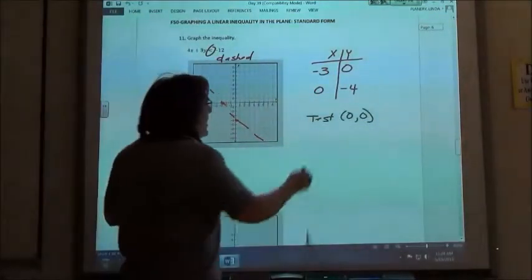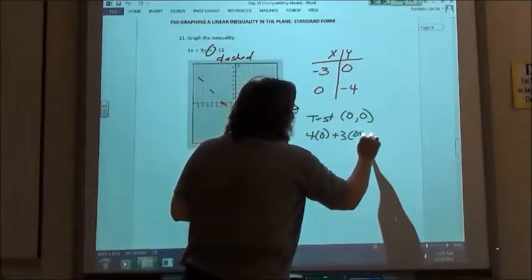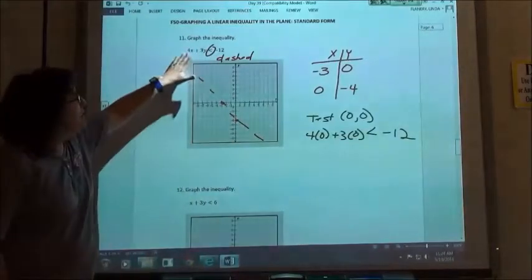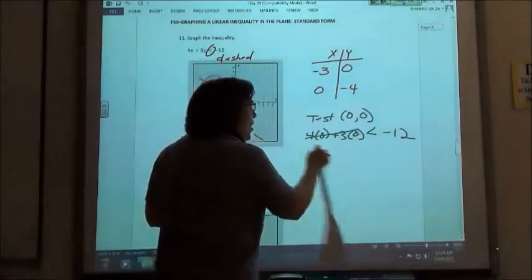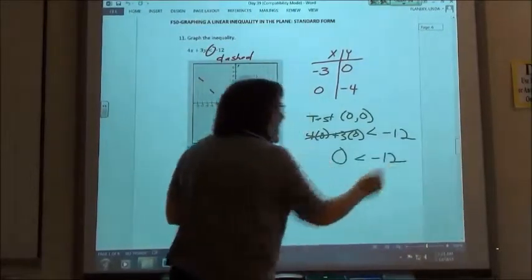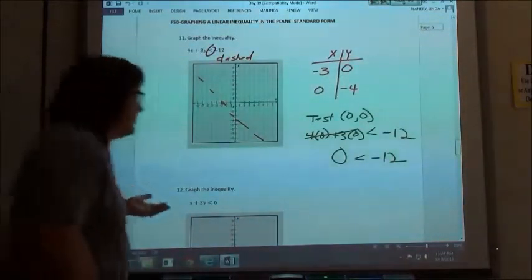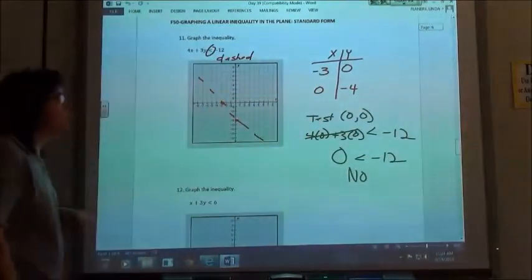So what I'm doing is saying 4 times 0 plus 3 times 0, is that less than negative 12? Putting 0 in for x and 0 in for y, that makes that whole side 0. Is 0 less than a negative number? No. 0 is not less than negative 12.